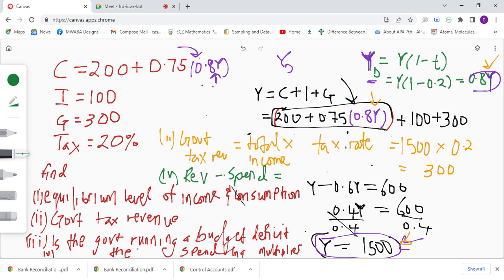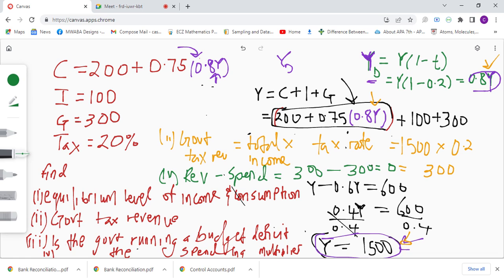So the revenue is 300 million, and the spending is also 300 million. So they're neither having a budget surplus nor a budget deficit. It's more like they're at break even. The revenue is equal to the spending. Again, if this answer was negative, we have a budget deficit. If the answer was positive, we have a budget surplus. But in this case, we have it at 0.